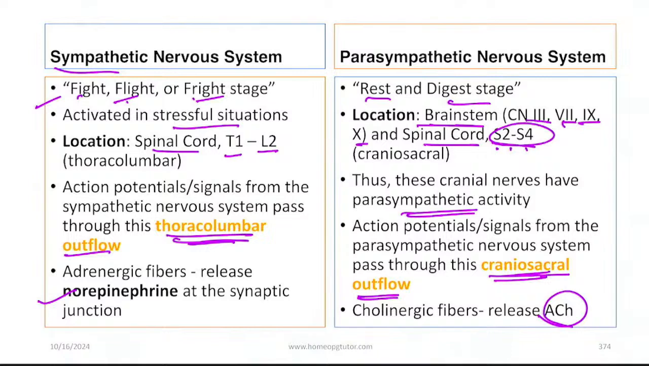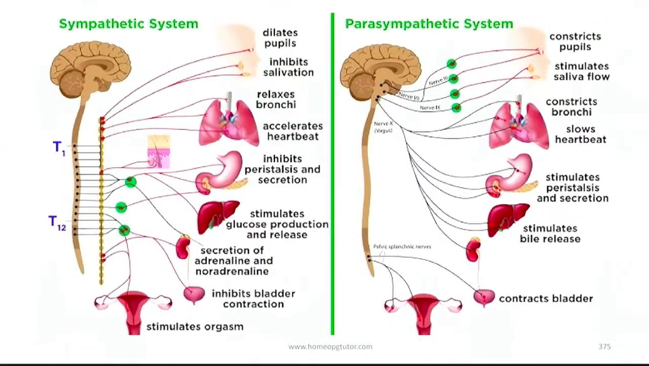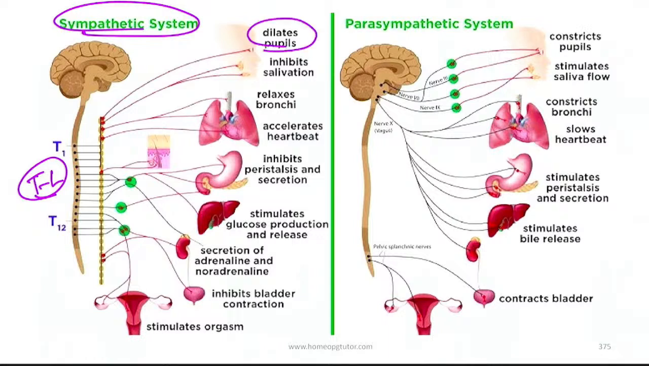What is the neurotransmitter in the sympathetic nervous system? It is norepinephrine. This is the basic difference that you must know. Now, the good to know things are the functions of the sympathetic nervous system. What does this thoracolumbar outflow do? In the fight or flight response, what happens to our pupils? They dilate. What happens to our mouth? It becomes dry, so salivation is decreased or inhibited. We need more air, more air has to go into our lungs so that we can breathe properly.